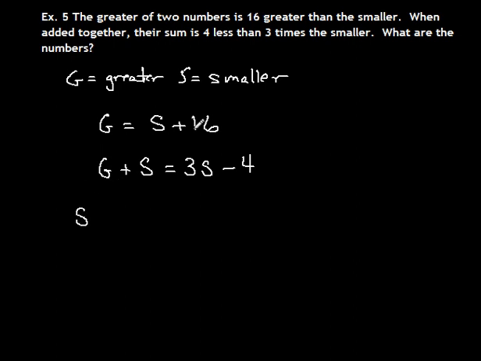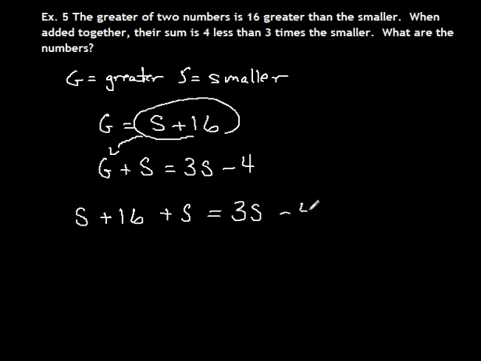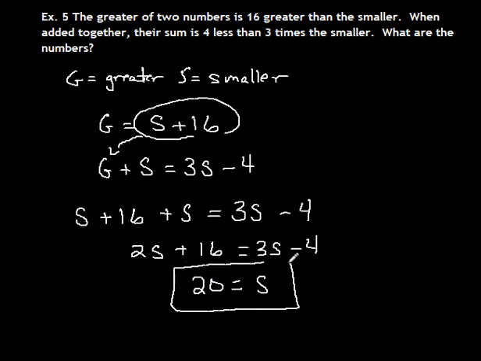So we get smaller. I'm going to take this and substitute it in down here. Smaller plus 16 plus the smaller equals 3 times the smaller minus 4. And then we're going to combine: 2 times the smaller plus 16 equals 3 times the smaller minus 4. And we get, if I subtract 2 smaller from both sides, smaller equals 20. And then we can get the greater is 16 more than that. By adding 16, we would get 36 equals the greater.